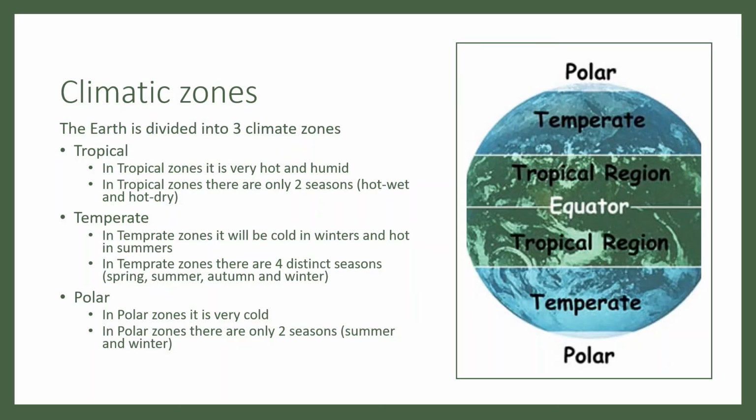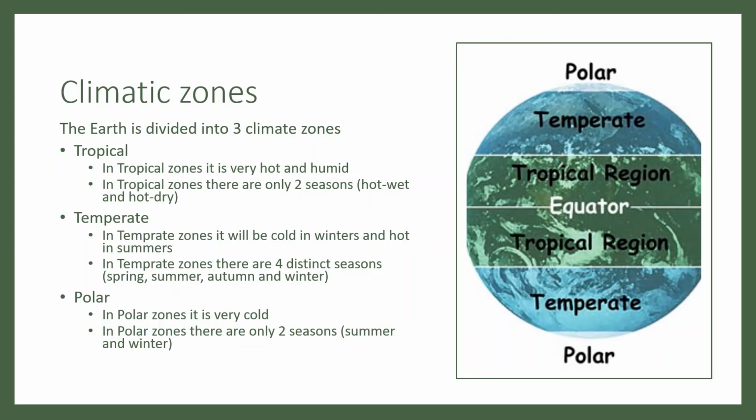Climatic zones. The Earth is divided into 3 climatic zones. First, tropical. In tropical zones, it is very hot and humid because it's close to the equator. In tropical zones, there are only 2 seasons, hot and wet, and hot and dry.